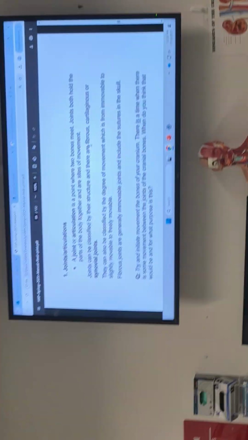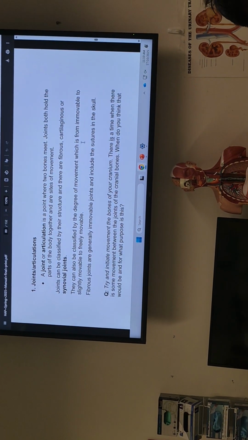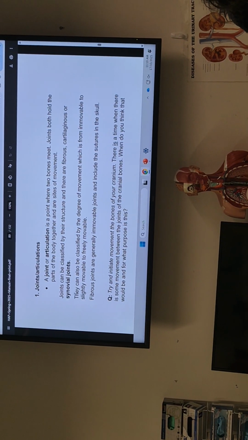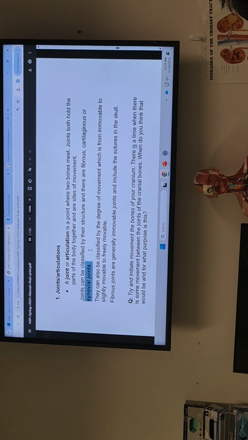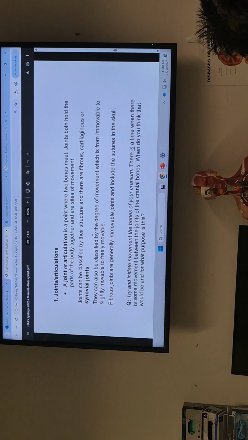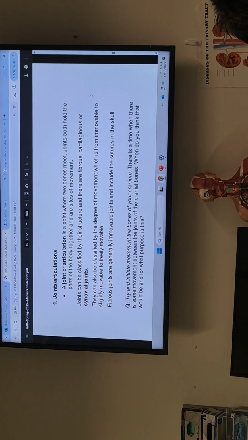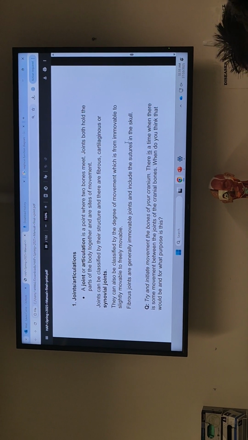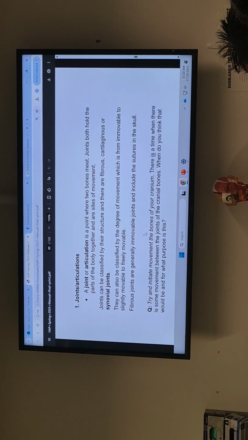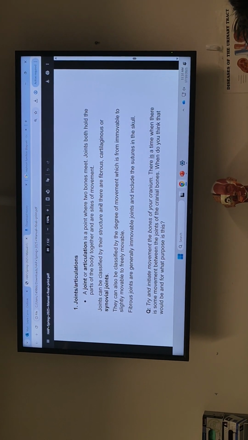So what you want to focus on is the different types of joints. So fibrous, cartilaginous, or synovial, but the one that's going to be heavily asked is the synovial joints, okay? Because there is more to talk about with them. So fibrous and cartilaginous versus synovial joints. Synovial joints is the one that you can freely move, okay?